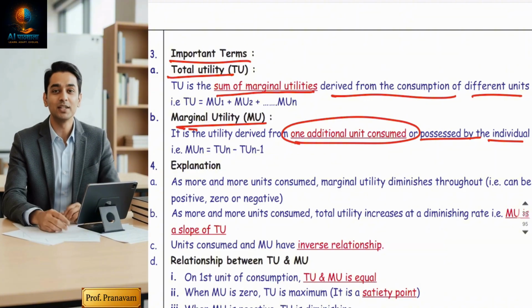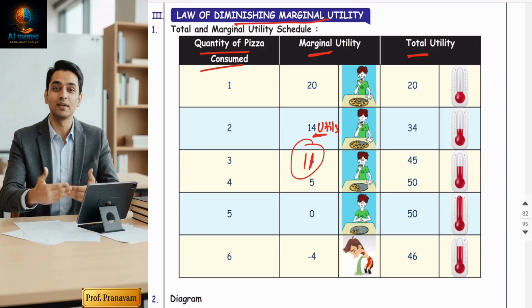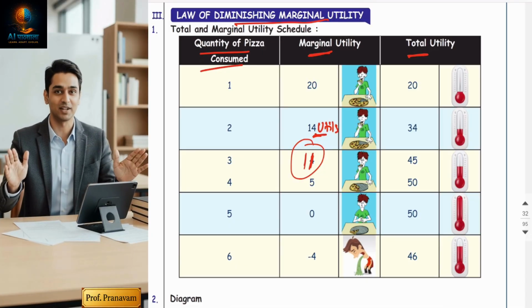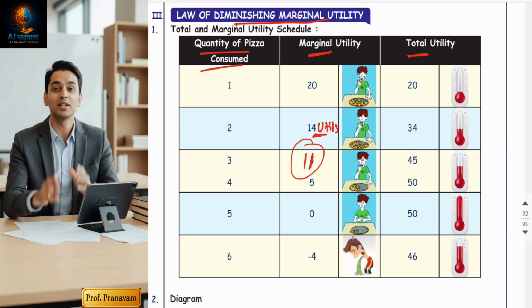Now, guys, single unit consumed means if you want to know at each and every unit consumed how much utility you are deriving, that is called marginal, and you can get the total by summing the marginal. It's very simple. Now, what does this table indicate?